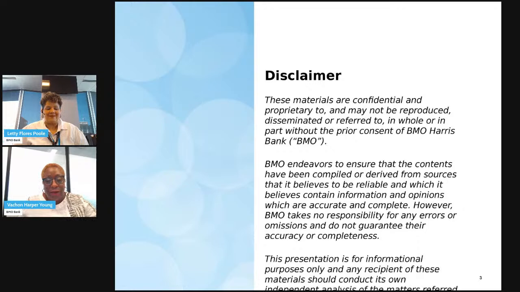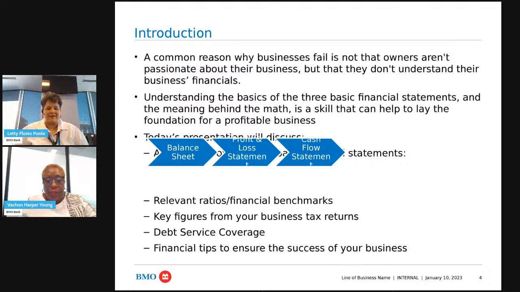So as a quick introduction, the common reasons for businesses that fail is not that there's not a passion for the business. We understand business owners are very passionate and they really know how to generate the revenue. But there seems to be a gap in understanding business financials. Thus, learning the language of business financials is really, really important.